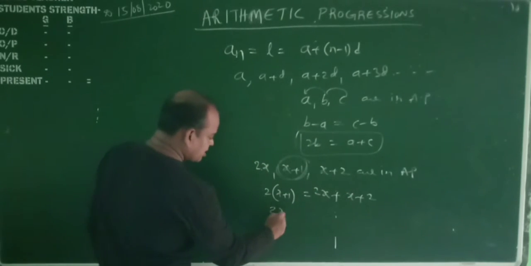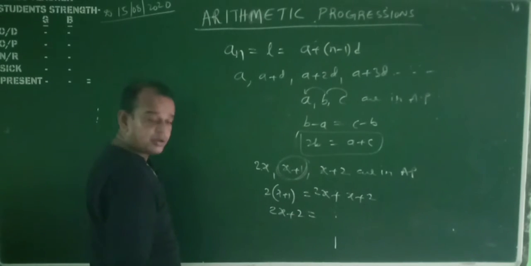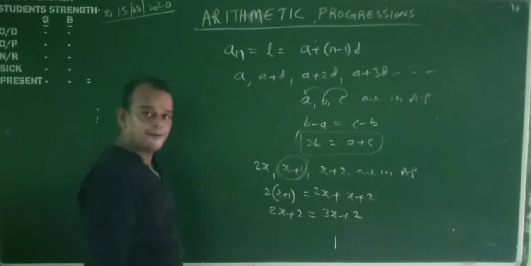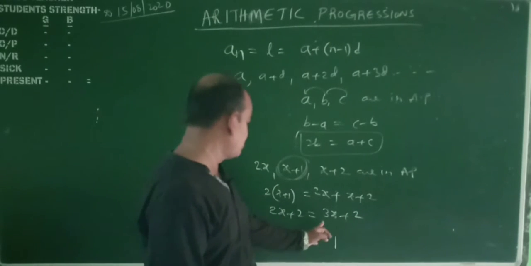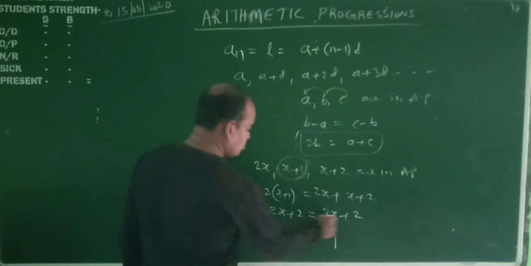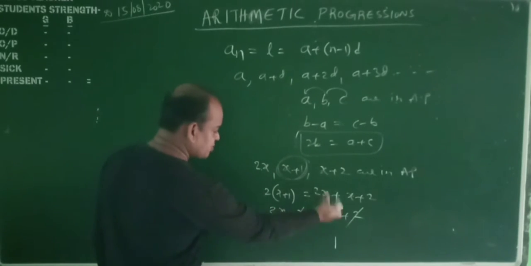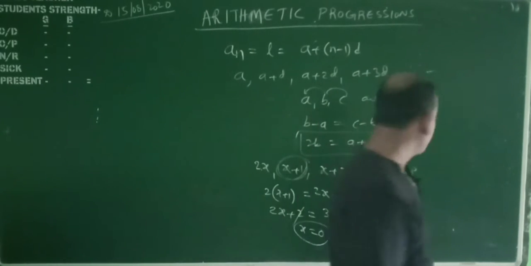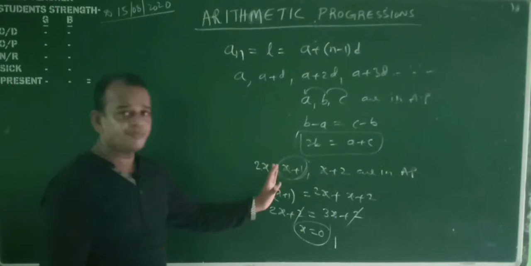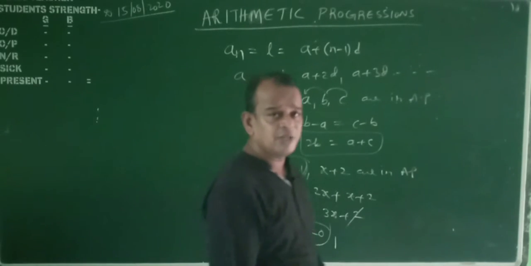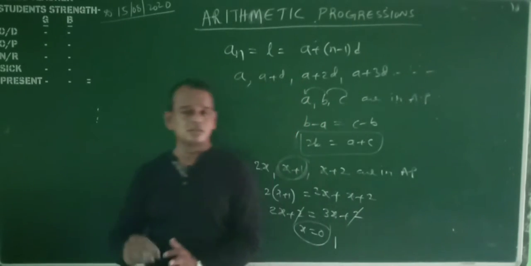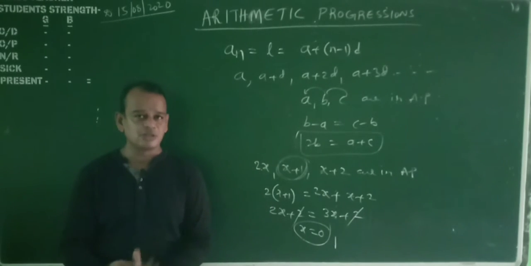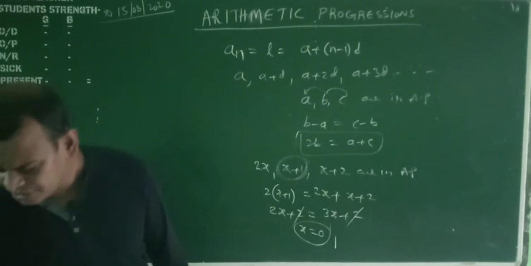Now what happened? 2x plus 2 is equal to 3x plus 2. Okay, my dear students, no problem at all. Here the 2s cancel. 3x minus 2x means the x value is equal to 0. Simple. Now remember, if any three terms are in AP, twice the middle term is equal to the sum of the two remaining terms.